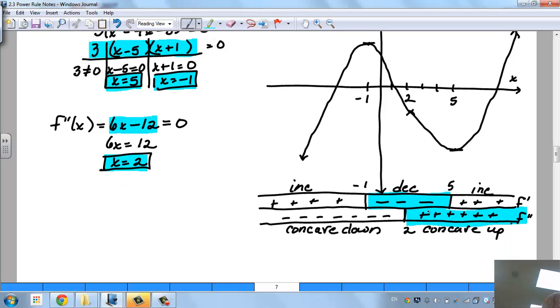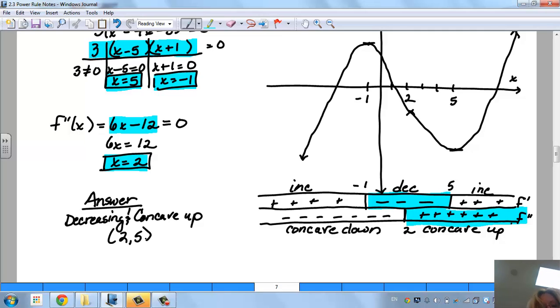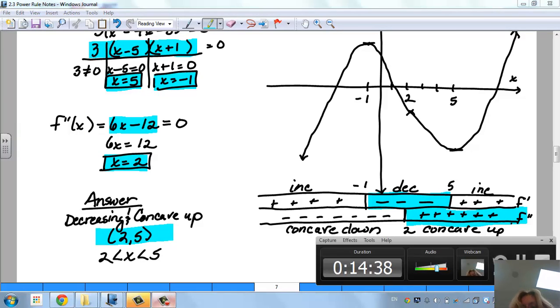So our answer is our function is decreasing and concave up on the interval from 2 to 5. Or you can say x is greater than 2 and less than 5. I prefer interval notation, so I can say between 2 and 5 our function is doing that. So this is really interesting, and I wanted to show you that. So that concludes this video.